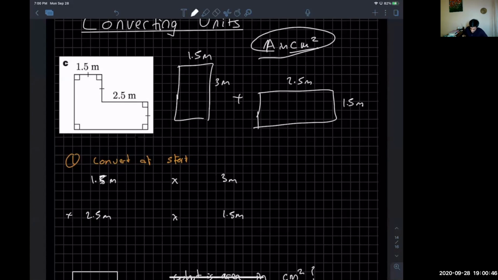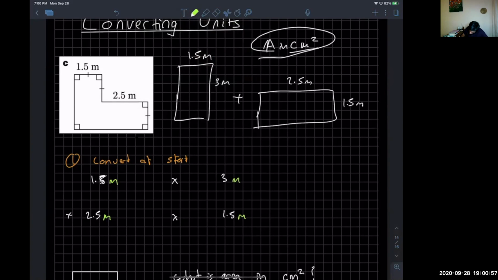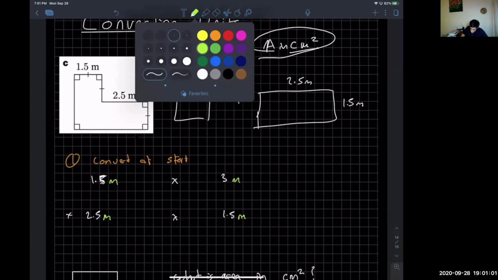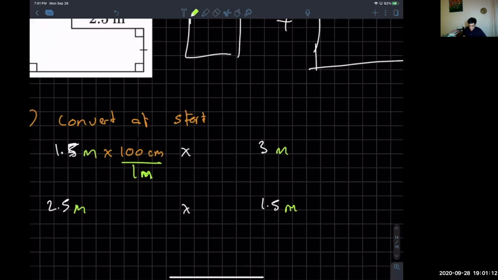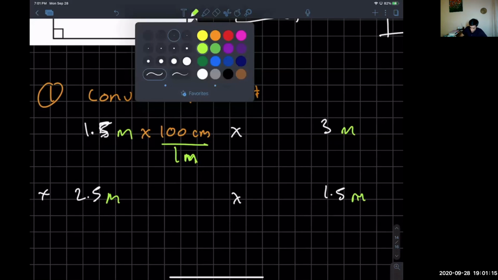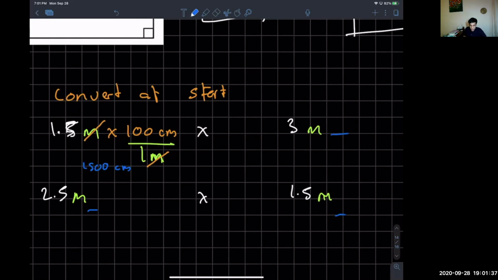So you can convert the units at the start, and the way I do this is I always remember to write down your units beside your number. So always write down the units here. And this is why, because when you convert this, you multiply by 100 centimeters divided by 1 meter, right? You know that 1 meter has 100 centimeters within it. So by multiplying this, you can cross out the meter, and you are left with 1.5 times 100 centimeters. So this becomes 150 centimeters. So you do the same thing here, same thing here, same thing here, and you get the answers, right?